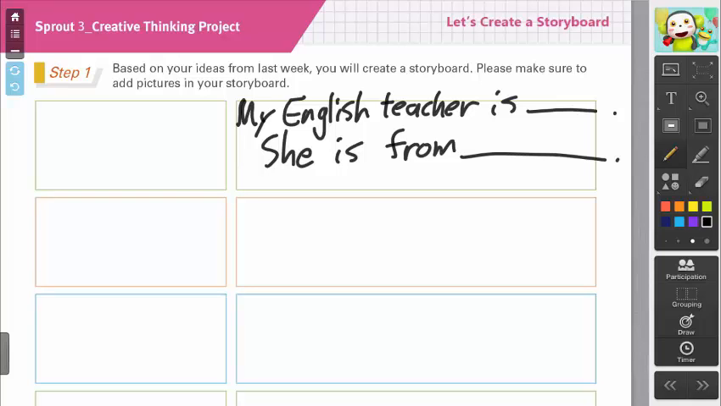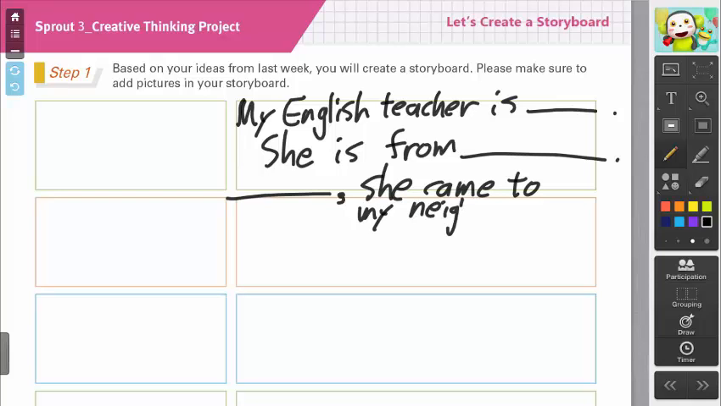Okay, so when does this story take place? Okay. And they might say yesterday, last week, 2 weeks ago. So I can tell them that, all right, so next sentence, let's write down when. And when does she come to your neighborhood? So write down when, and then write down she came to my neighborhood. Okay. So we can say last week she came to my neighborhood. Yesterday she came to my neighborhood, etc.